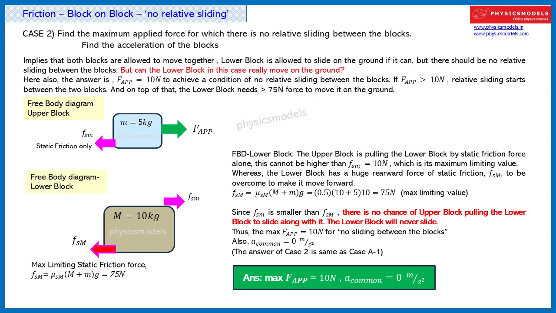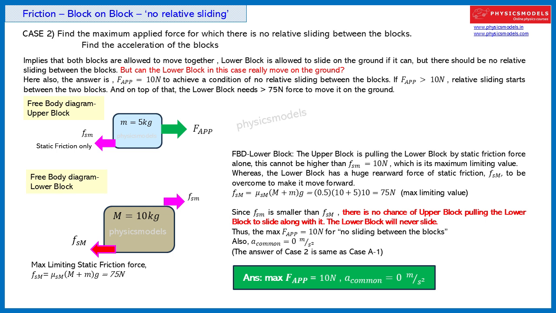We now come to case 2, where the condition is that there should be no relative sliding between the blocks, which means the upper block should not slide on the lower block. We know that if the applied force F is greater than the rearward static friction force Fs small m, then the upper block will start sliding. So the maximum value of F is 10 newtons to achieve no sliding between the blocks.